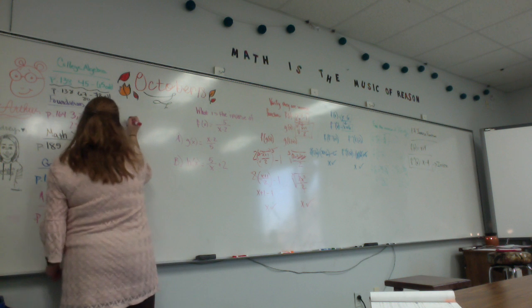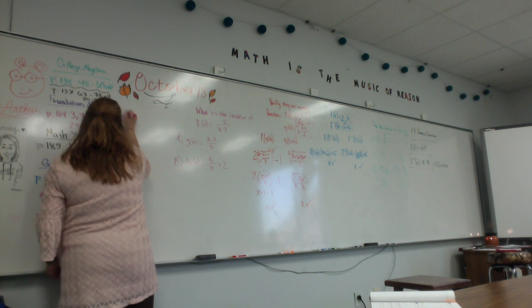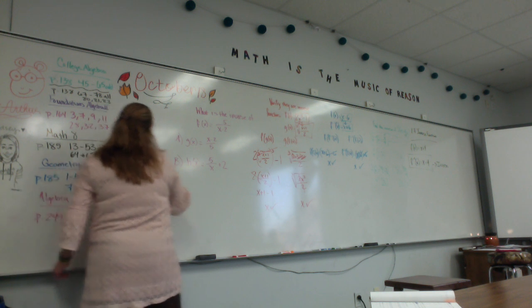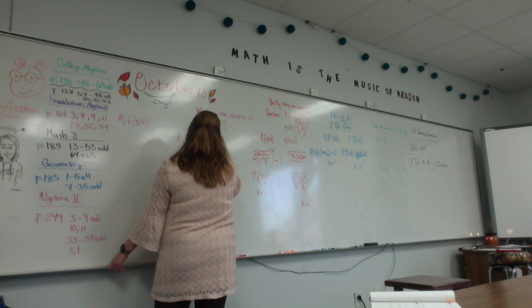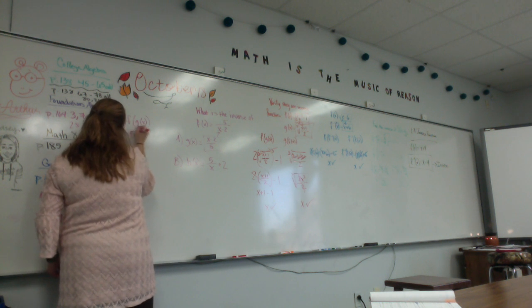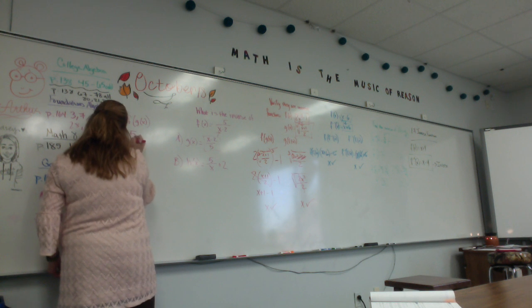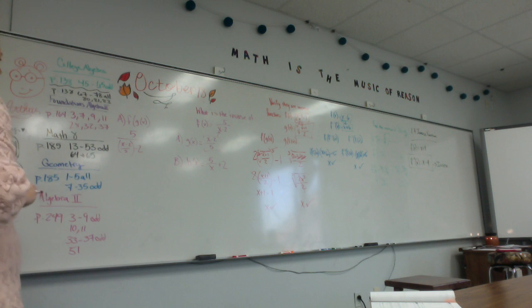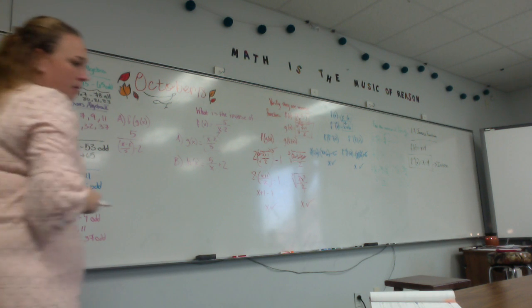So I'm going to start with A, and I'm going to say f of g of x. So I'm plugging this into that x. So you get 5 over x minus 2 over 5 minus 2. Okay, what can I do from there?